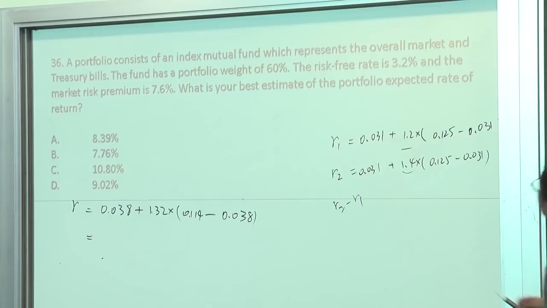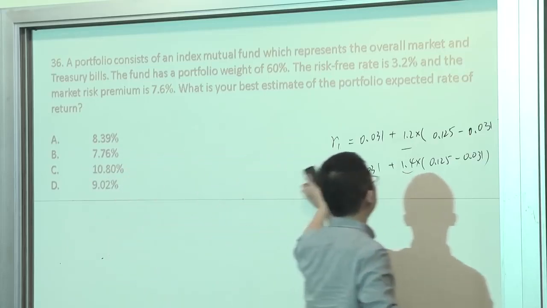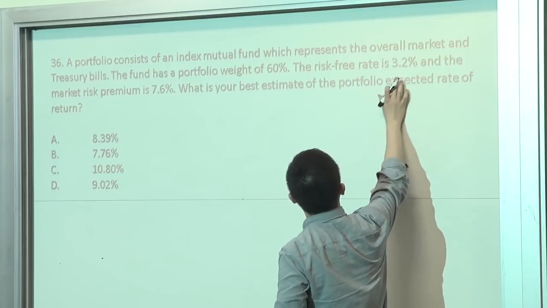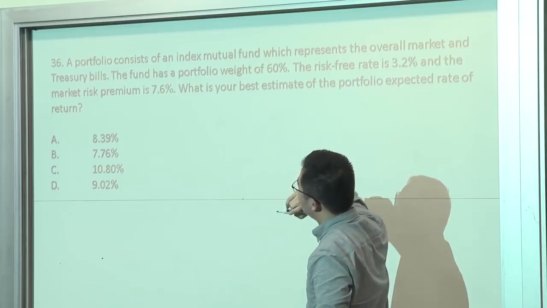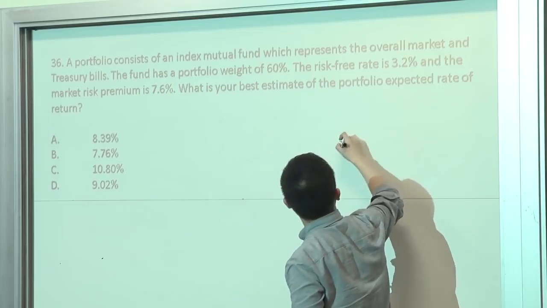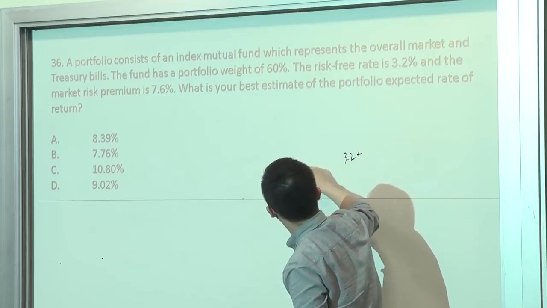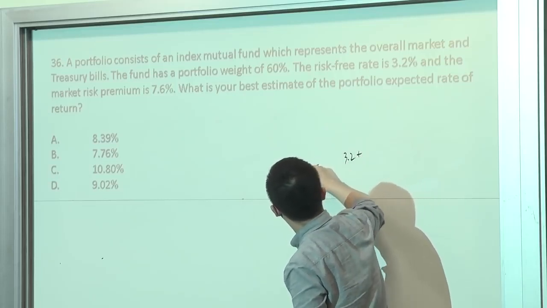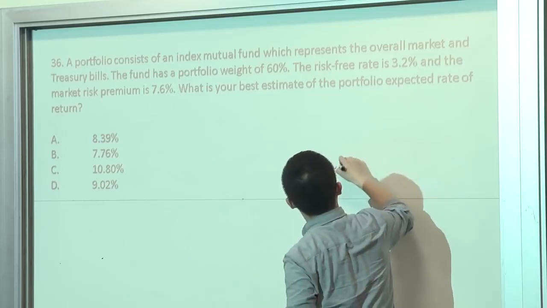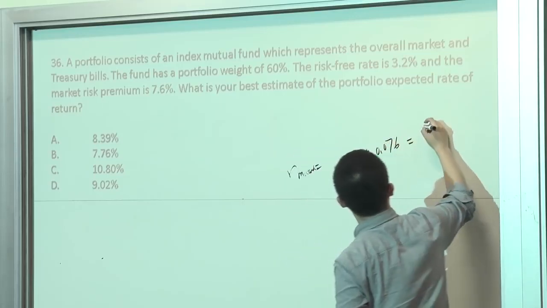So first, to get the portfolio expected return, we have to get the return on each asset we hold. We already know the risk-free rate, the rate for the treasury bills. What about the mutual fund? It is 3.2 plus, so R on the mutual fund is 3.2 plus the risk premium. Sorry, 0.032 plus the risk premium. Right?